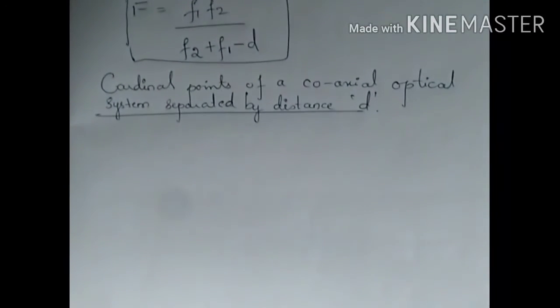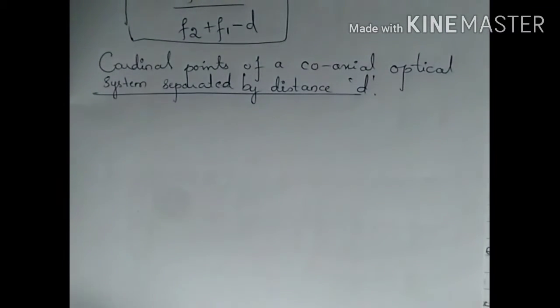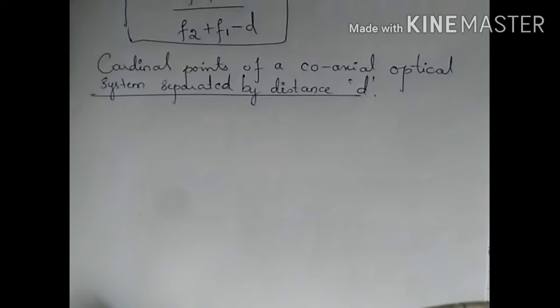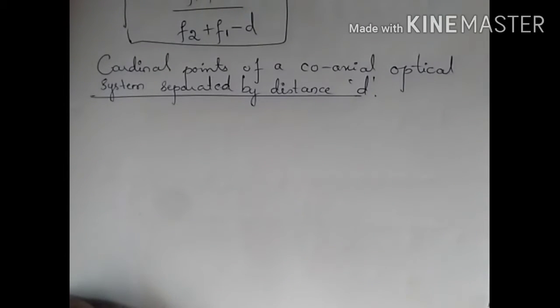So in the previous lectures we learned about the cardinal points and the different types of cardinal points that are possible if you have an optical system. In this case again we have two lenses, so we'll have two principal points and two focal points.